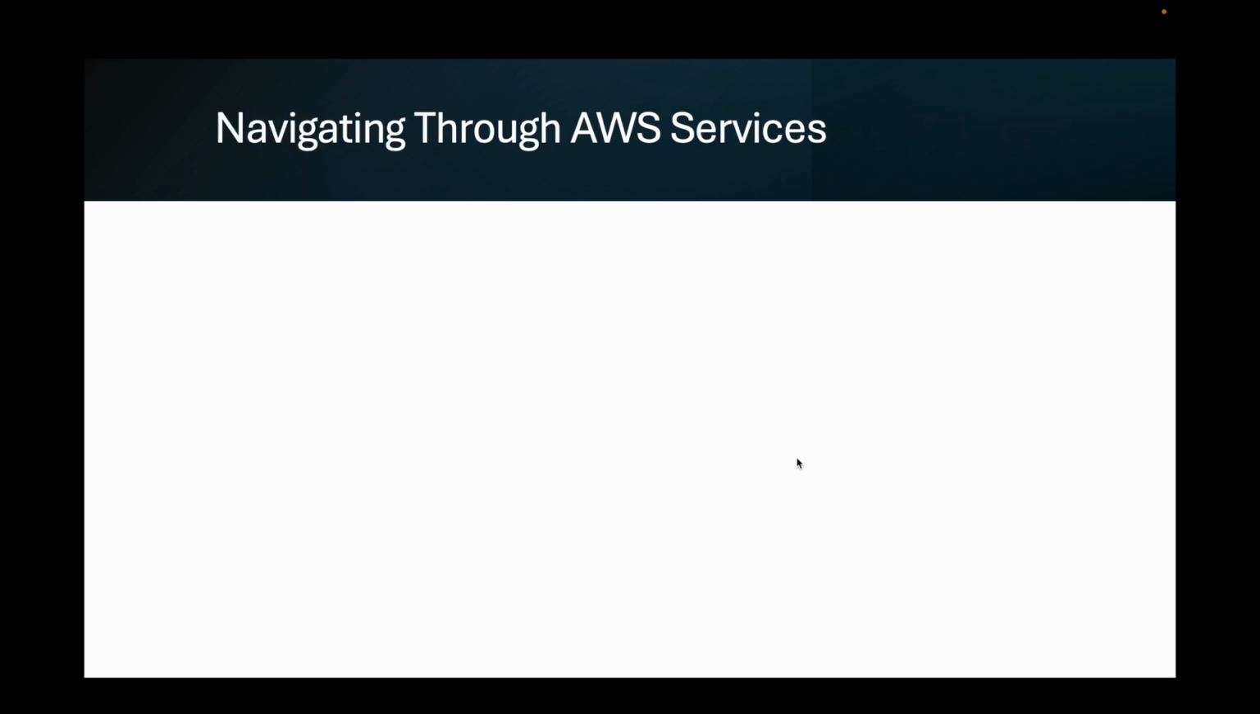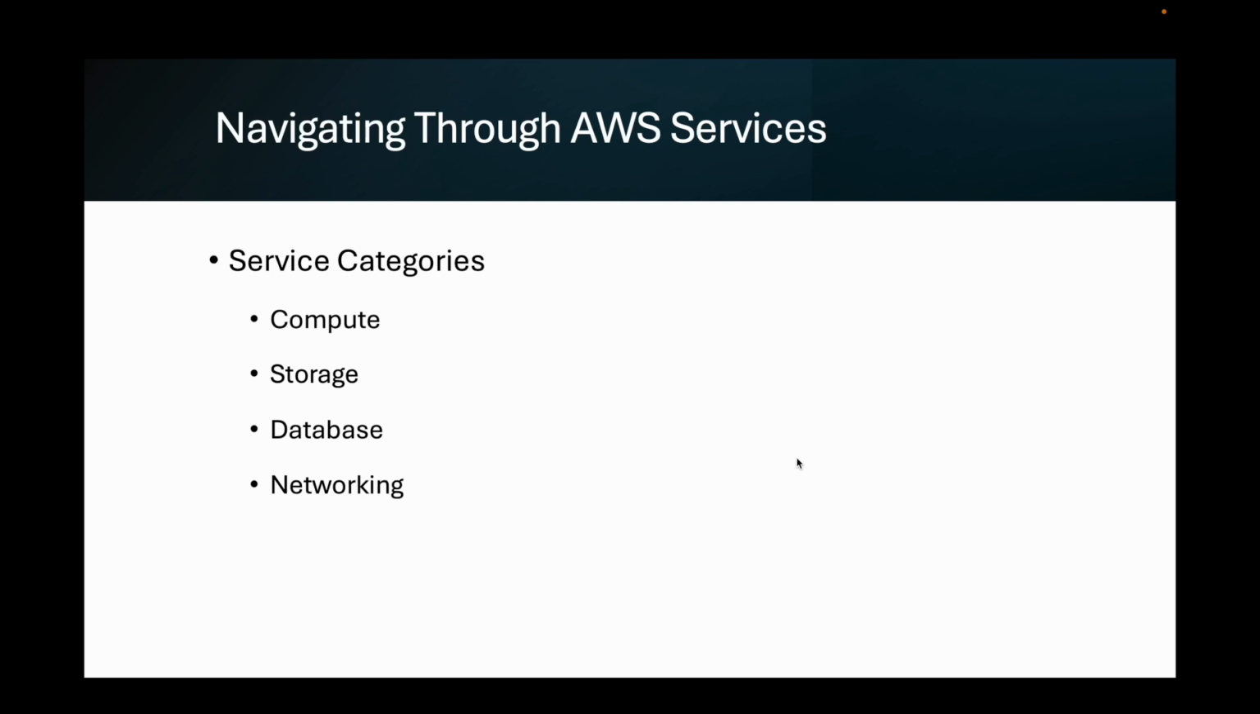Let's look at navigating through AWS services. Now, AWS provides a wide variety of services that you can interact with via the management console. Here's how to navigate and access these services. First, through service categories. The service menu is divided into categories including compute, where you have EC2, Lambda, Elastic Beanstalk. You have storage, which consists of S3, Glacier, EBS. You have database like RDS, DynamoDB, Redshift. Networking, which consists of VPC, Route 53, ELB, and security and identity, which is IAM, Cognito, and GuardDuty.